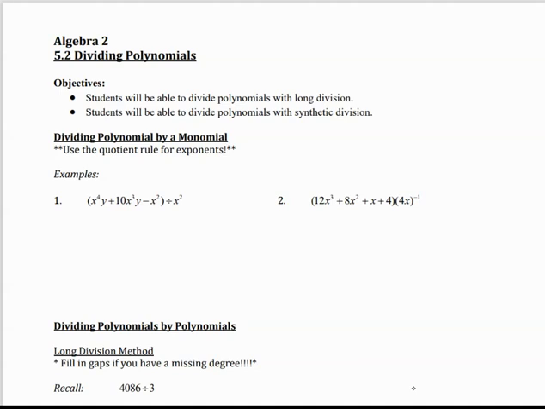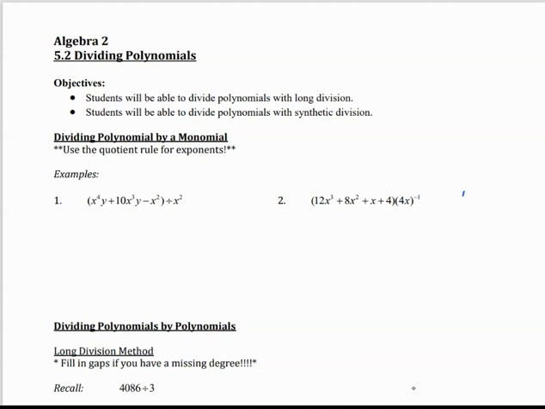So I'm going to do example 2 with you, and I'll ask you to go back to try example 1. Example 2 is the same type of deal. We're going to take this polynomial, which has 4 terms, and we're going to divide it by our monomial. Now notice in example 2, we have this sort of fancy notation, right? It doesn't actually say divided by. It says multiply it by 4x to the negative 1.